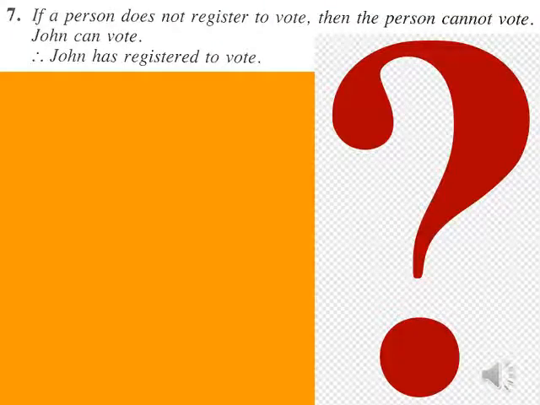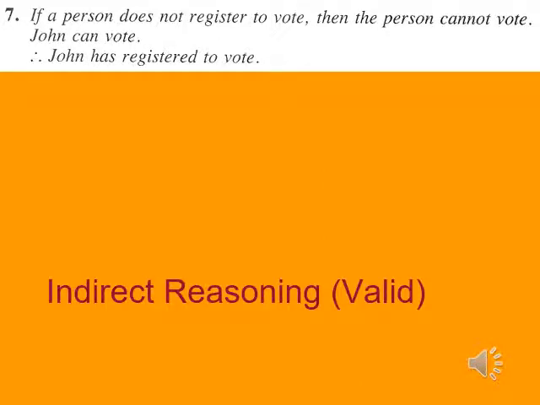Next up, we have the question, if a person does not register to vote, then the person cannot vote. John can vote, therefore John has registered to vote. So this one actually is a valid argument, which sometimes takes people by surprise because most of them in this section are invalid. But here, they've turned it around and made it negative. They do the opposite of the then part, he can vote, so they conclude the opposite of the if part. He must have registered to vote. And that is indirect reasoning. It's the contrapositive, and that is perfectly valid.